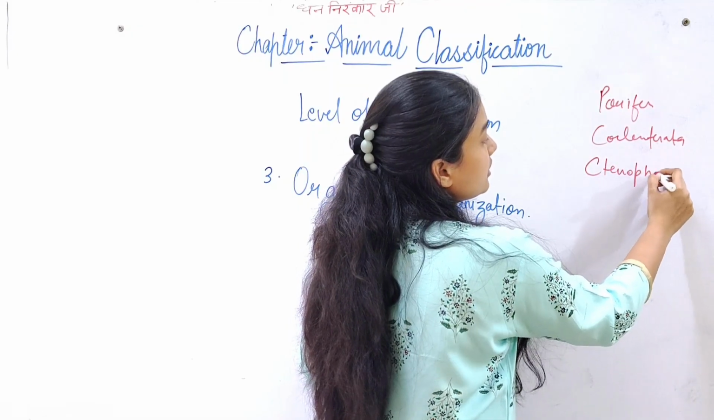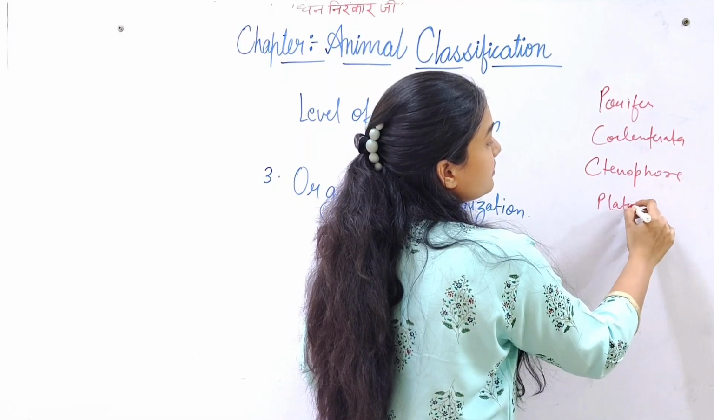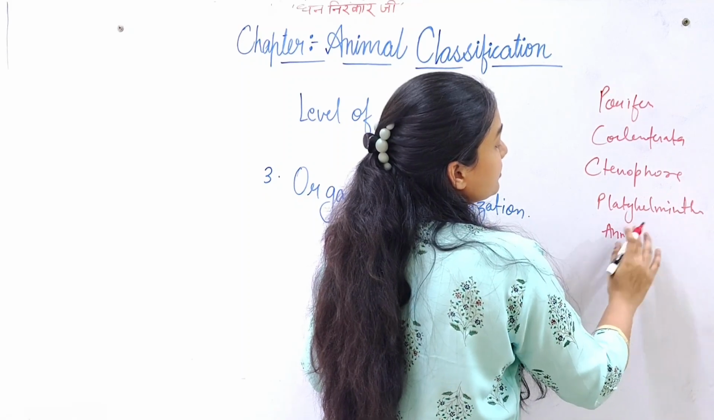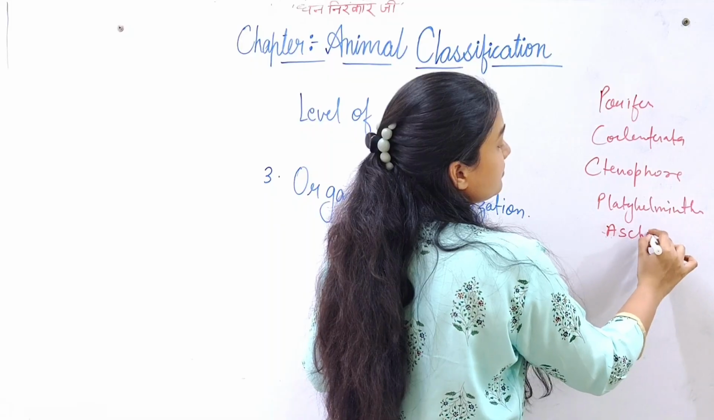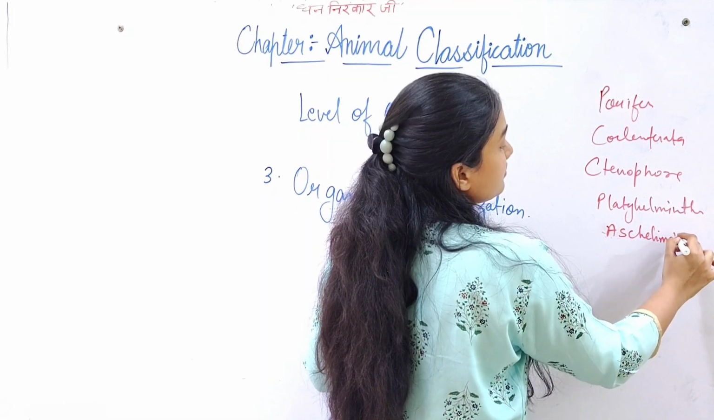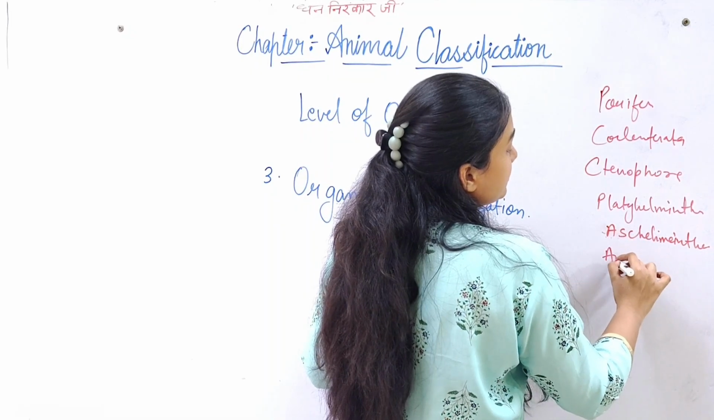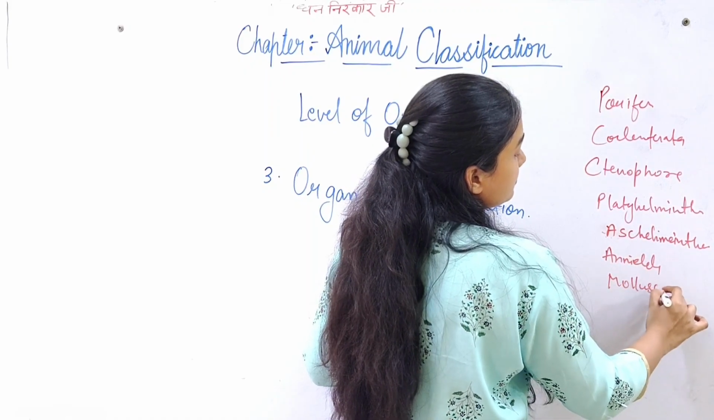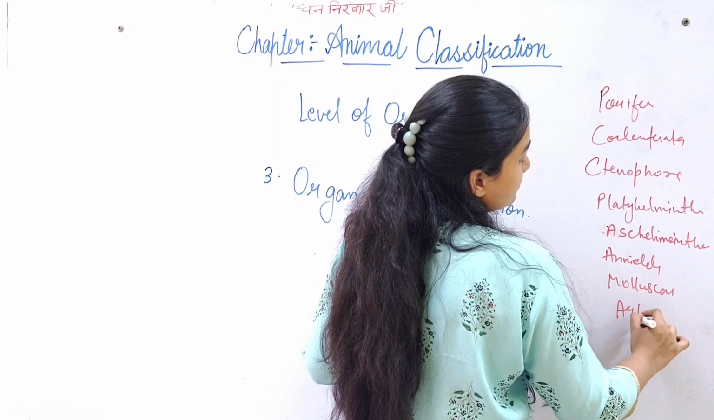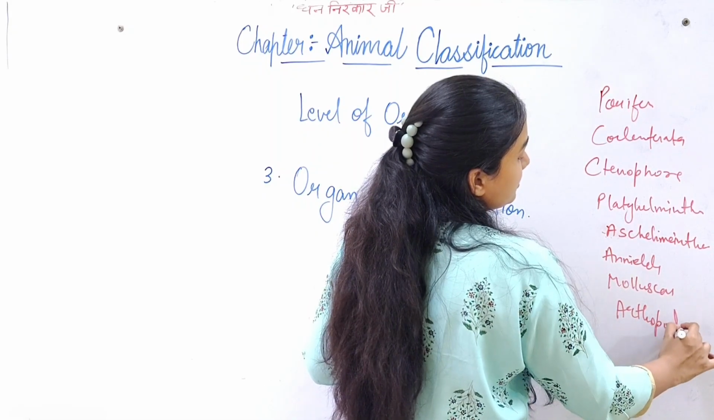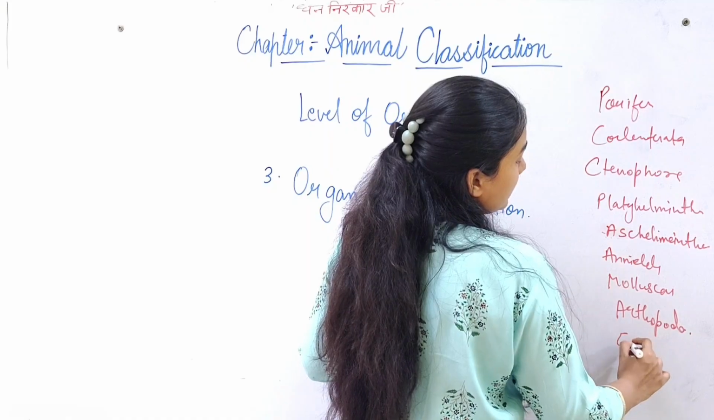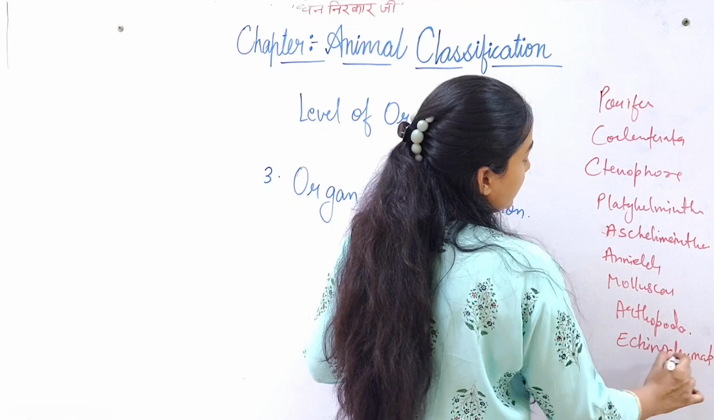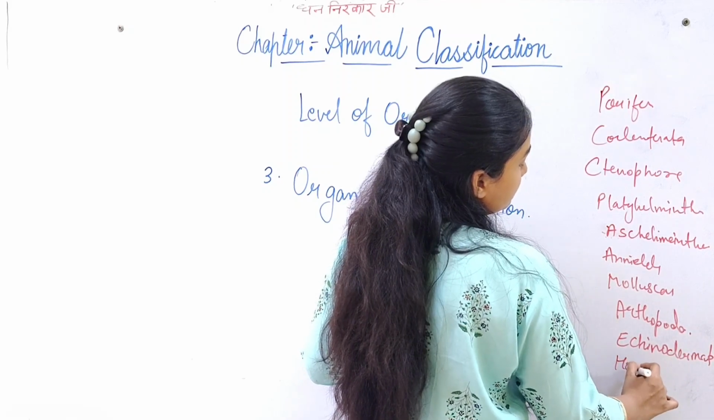Ctenophora, Platyhelminthes, Aschelminthes, Annelids, Molluscs, Arthropoda, and the last one is Echinodermata and Hemichordata.